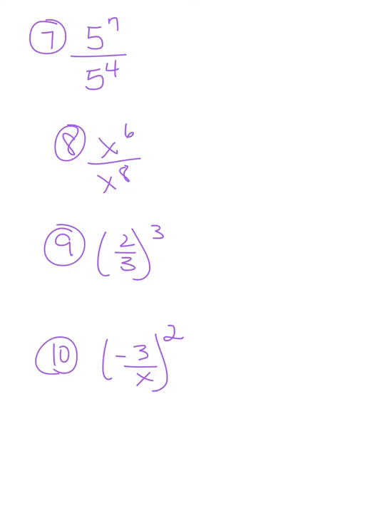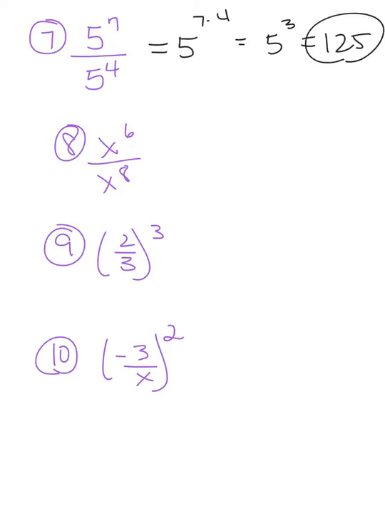And moving on, number 7, I have 5 to the 7th over 5 to the 4th. So my bases are the same, so I basically just have to subtract my exponents. My base stays the same at 5, and I have 7 minus 4, so that gives me 5 to the 3rd. Now I am going to want to take 5 to the 3rd, and that simplifies to 125.